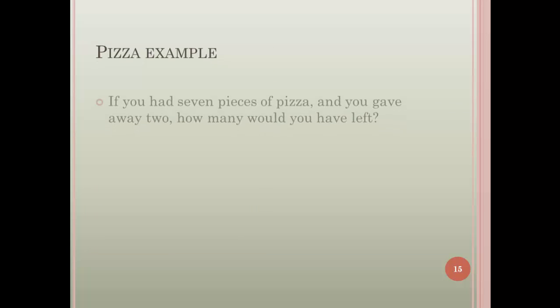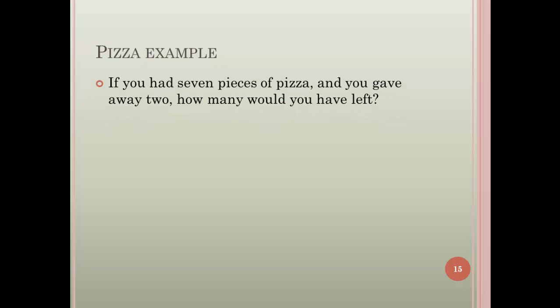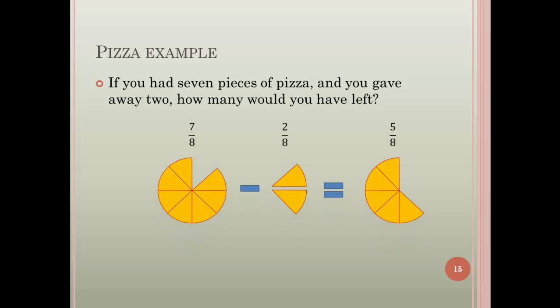Now back to our pizza example. If you had 7 pieces of pizza and you give away 2, how many would you have left? So here we have 7 pieces of pizza, 2 being taken away, and 5 pieces are left. Again, the bottom denominator stays the same, and we have 7 minus 2, which would give you 5/8.